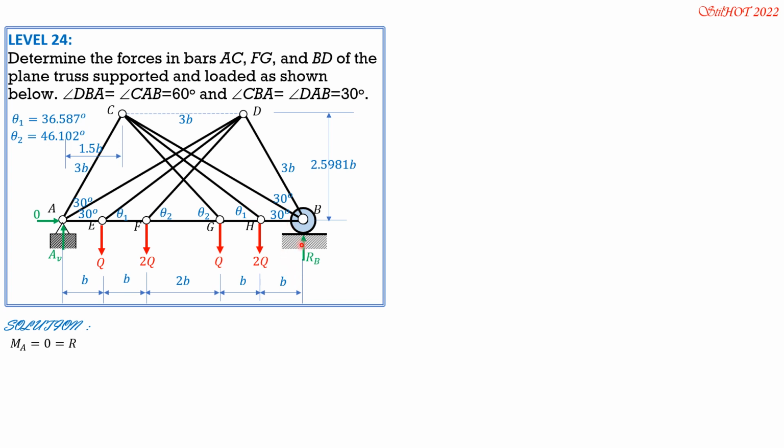Counterclockwise positive. RB times 6B equals RB times 6B minus Q times B minus 2Q times 2B minus Q times 4B, then minus 2Q times 5B. Cancel out B, then we can solve RB. RB is equal to 19 over 6 of Q.